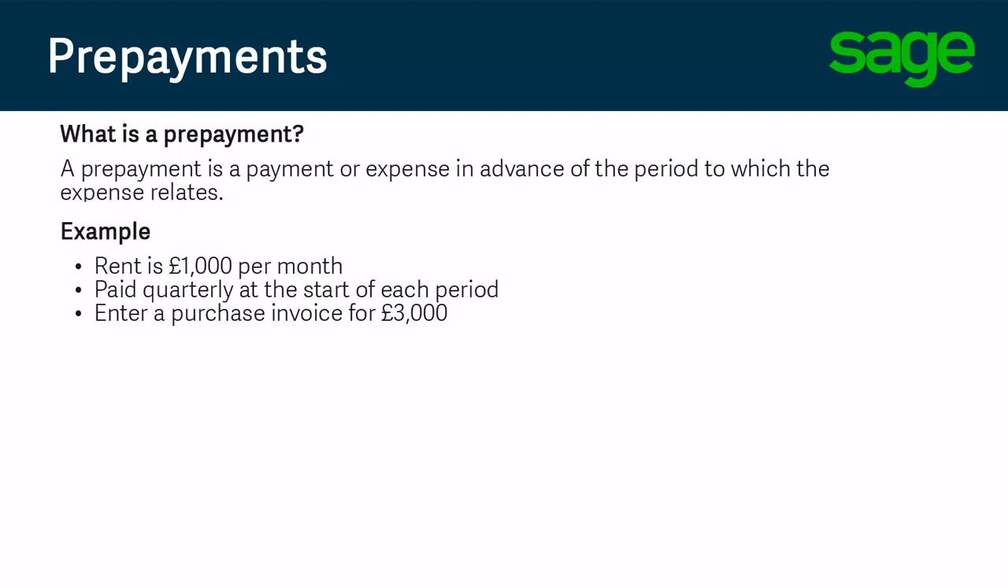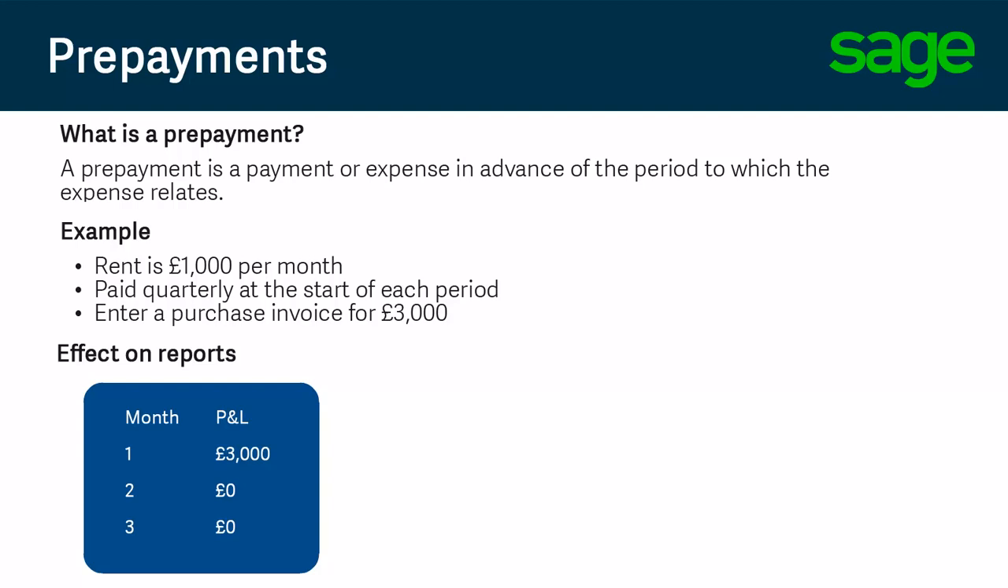So if we enter the invoice for £3,000 and don't post any further adjustments, what we'd see in month 1 on our profit and loss is that we'd have an expense of £3,000. In month 2 we'd have no expense because we haven't entered any additional transactions, and in month 3 again no expense because we haven't entered any additional transactions.